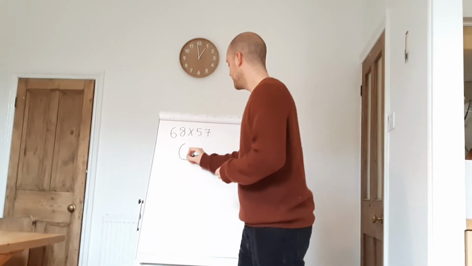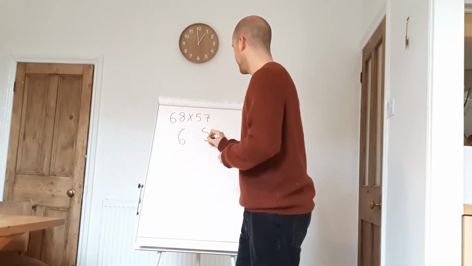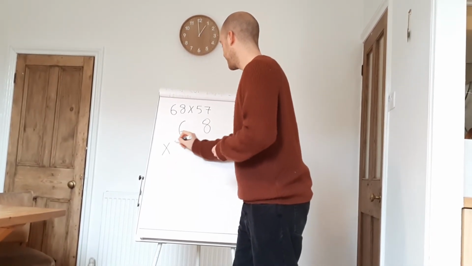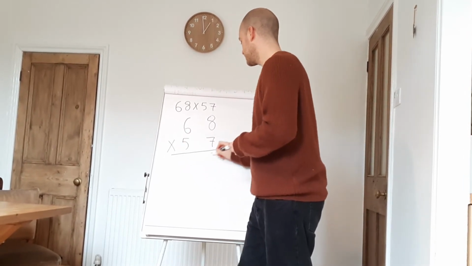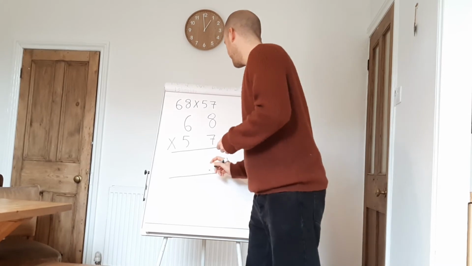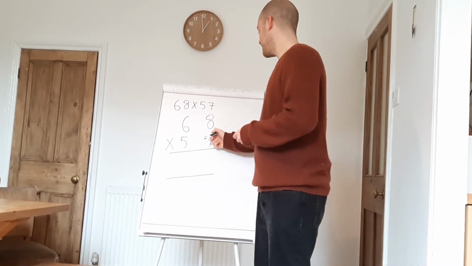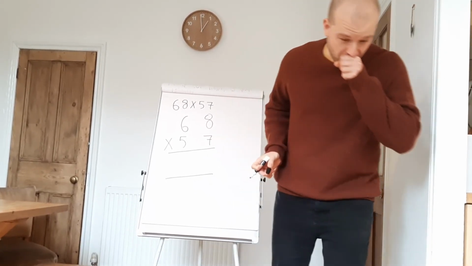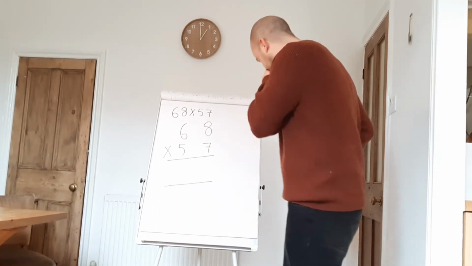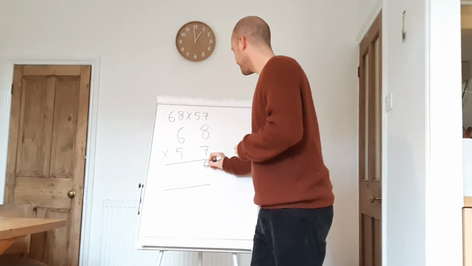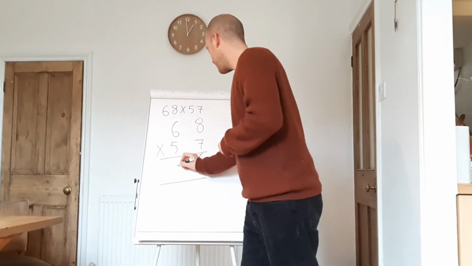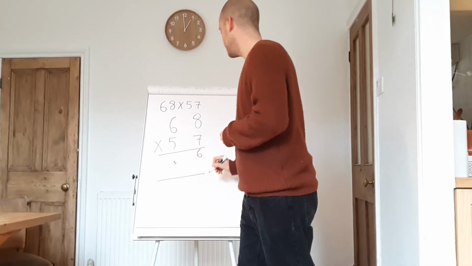So 68 times 57. So first thing we're going to do, 7 times 8. Oh, excuse me. So 7 times 8 is 56. So we're going to carry the 5 over into the tens column.